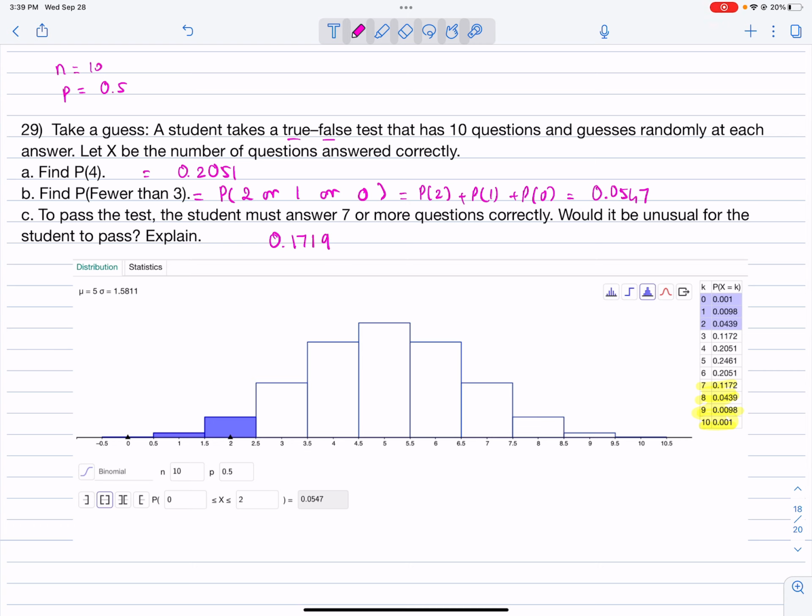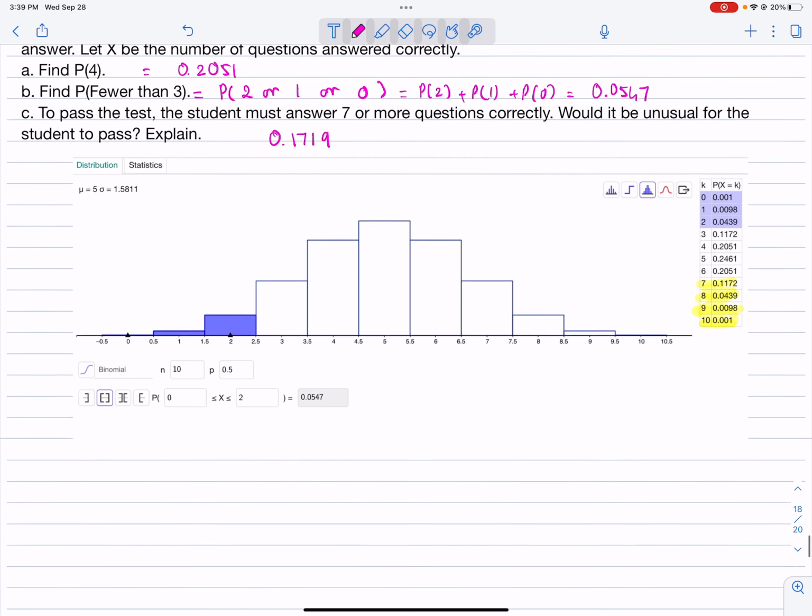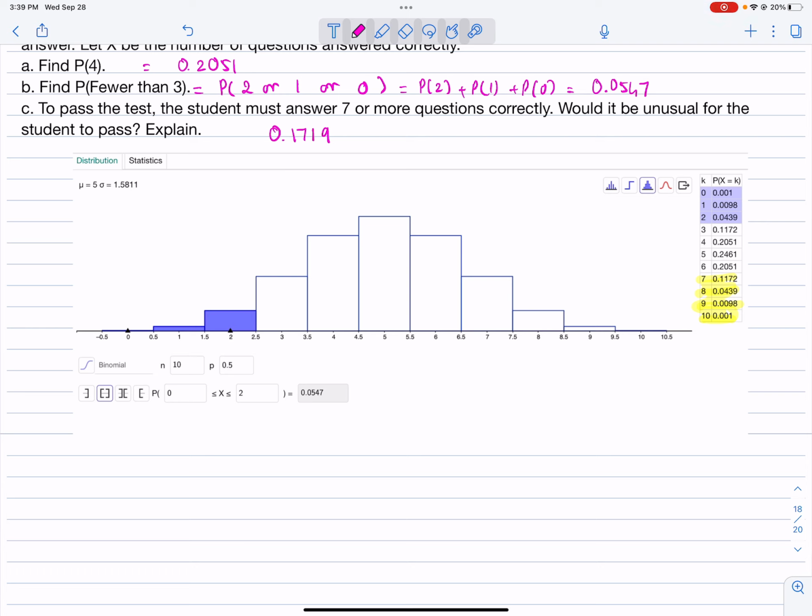And the question asks whether it would be unusual for the student to pass, and to explain. You recall the word usual. So 0.05 or 5% is the cutoff point. If the probability is greater than or equal to 0.05, it will be usual. And anything less than 0.05 could be unusual.